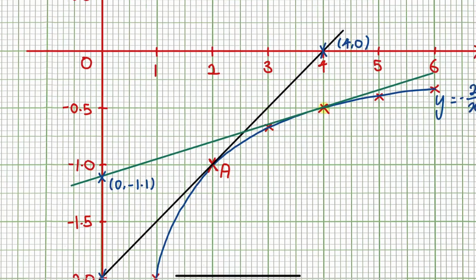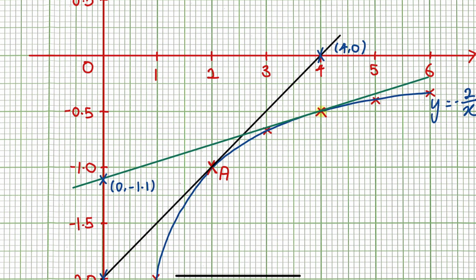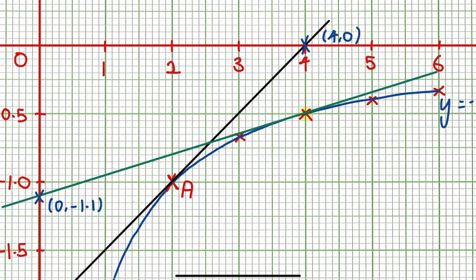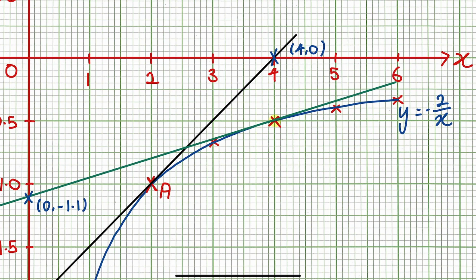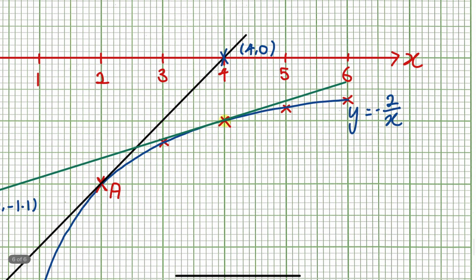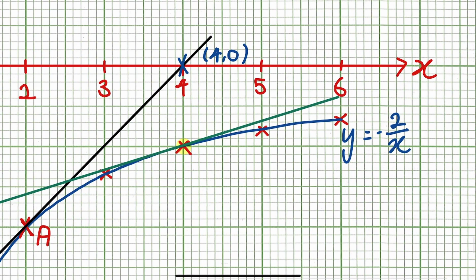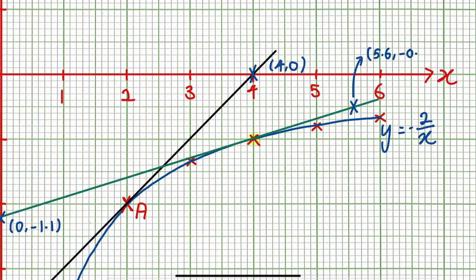Then let's choose another nice point. Which nice points do I have? I can see that the tangent passes this point here. I will mark this with a cross. The coordinates of this point are 5.5, negative 0.25.